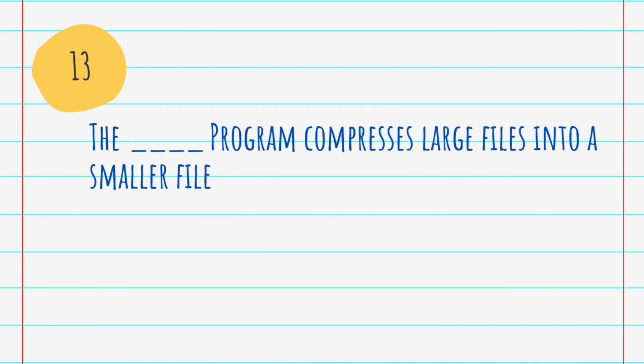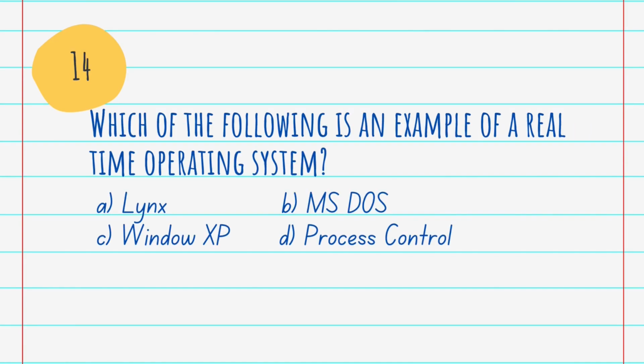Okay. Then question number 13. The digest program compresses large files into a smaller file. And the answer is WinZip. The WinZip program compresses large files into a smaller file. WinZip is a Windows program that lets you archive and compress files so that you can store or distribute them more efficiently.